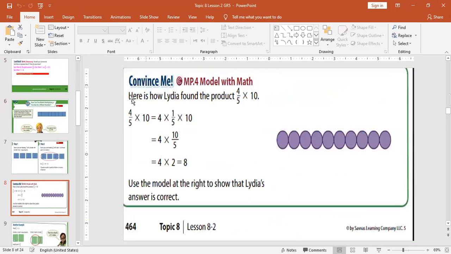Okay, so here is how Lydia found the product for 4/5 multiplied by 10. I can multiply 4 multiply 10, which is 40 divided by 5 equals 8, or I can simplify it, so I will divide 10 divided by 5 is 2, and the answer also is 8. So you have 2 ways to answer it.